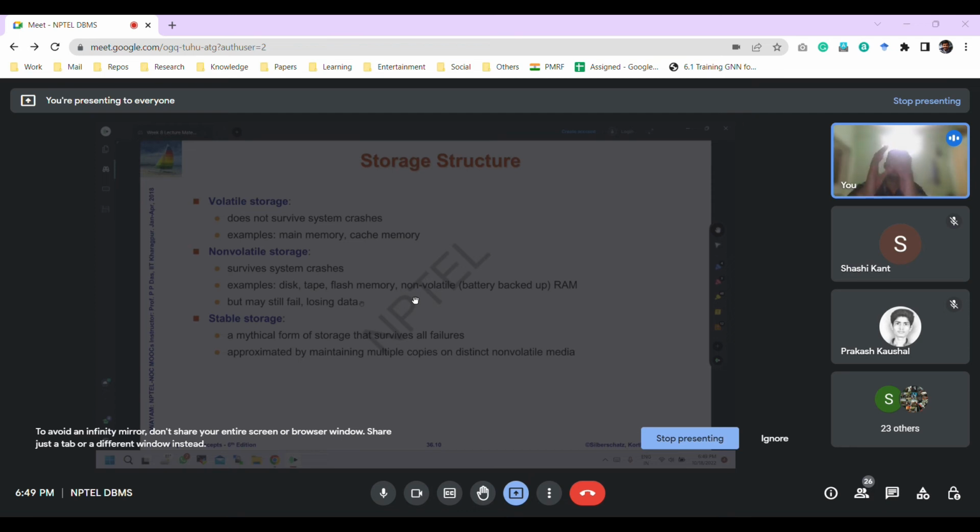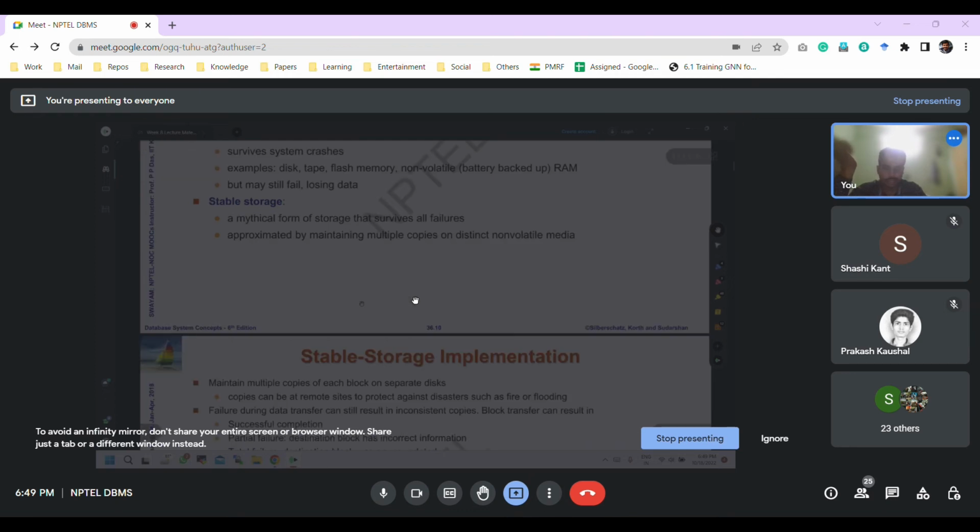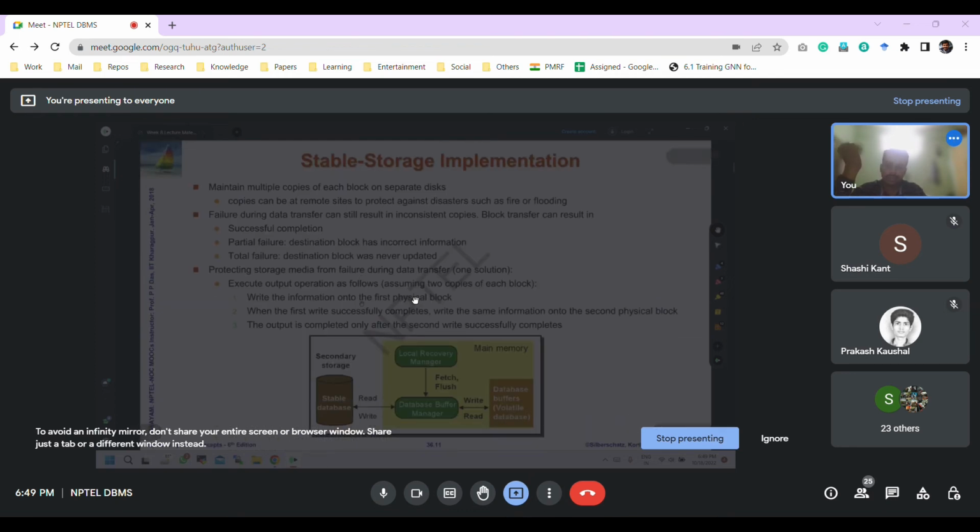If there are multiple copies of some storage and there is a crash in one, then it can be updated from the next one. Okay, so this was something that was taught.